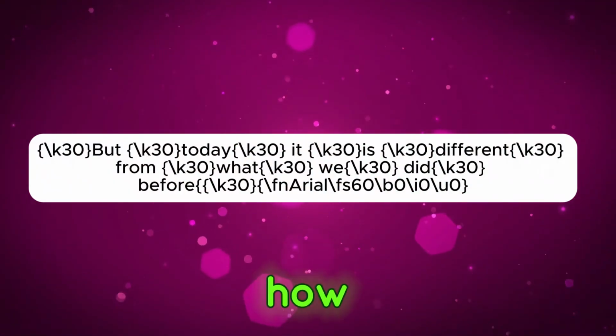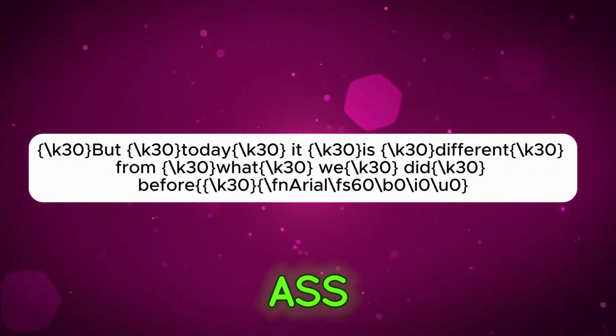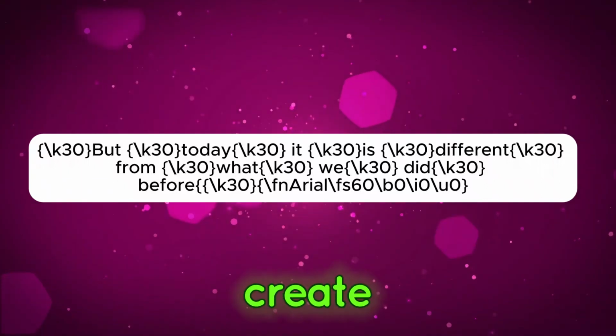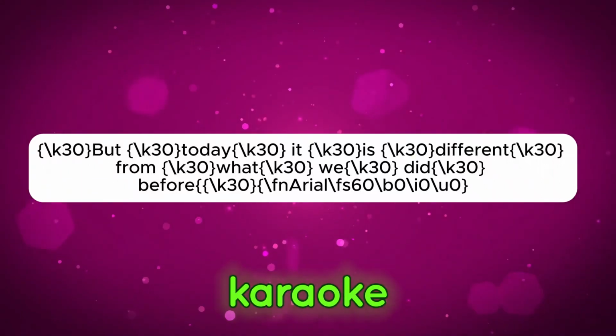There you go. That is how we can use the ASS tag or the Advanced SubStation Alpha subtitles to create this kind of karaoke text animation.